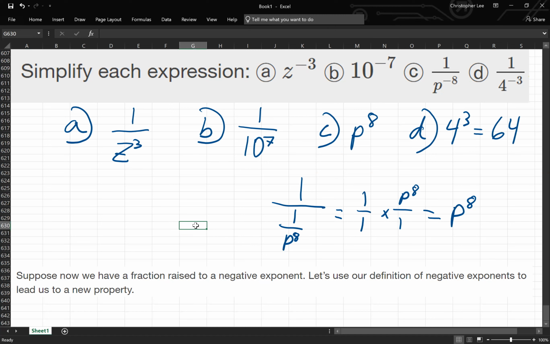So if A and B are real numbers where A cannot equal 0 and B cannot equal 0, and N is an integer, then A over B raised to the negative N power is equal to B over A raised to the positive N power. See that? So flip it and change the sign from negative to positive, then apply the powers and answer it after that.